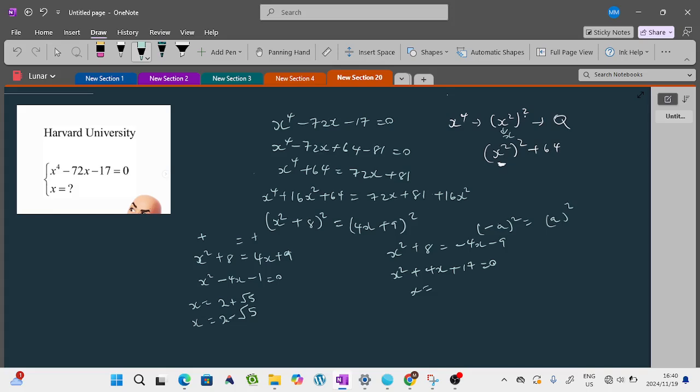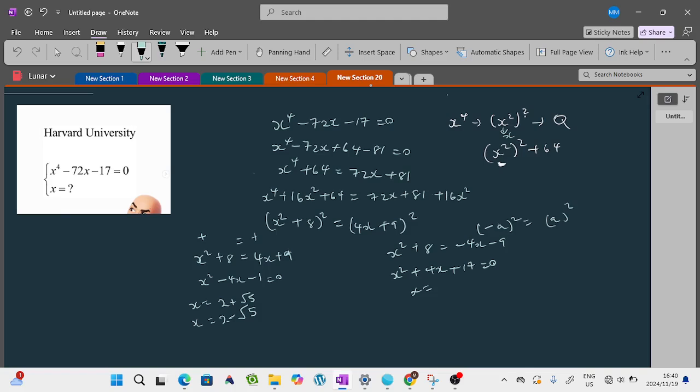So you have 4 squared minus 4 times 17. This is our discriminant, b squared minus 4ac. So you have 4 squared minus 4, and my a is 1 times c, which is 17. The discriminant is negative in this case. This is why we have no real solution.